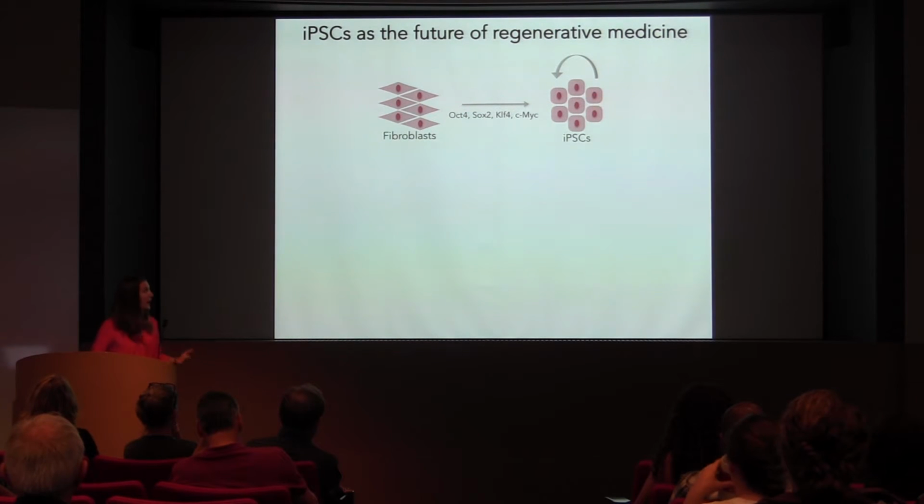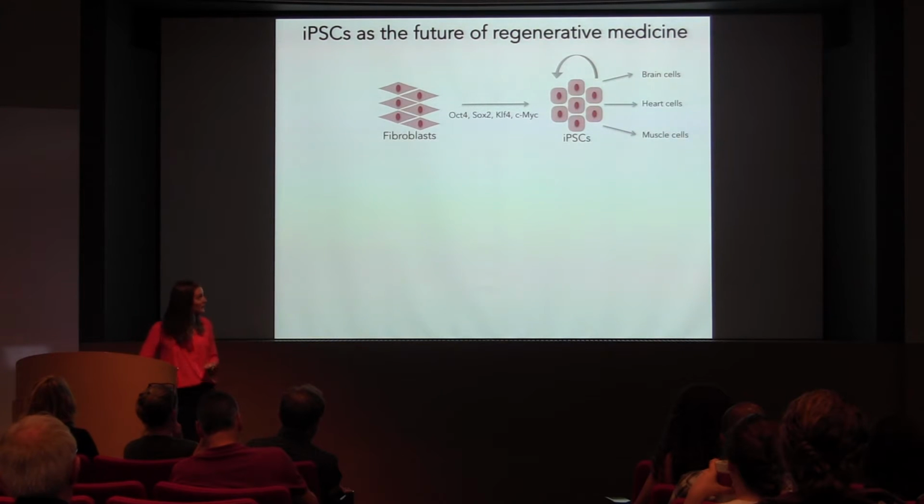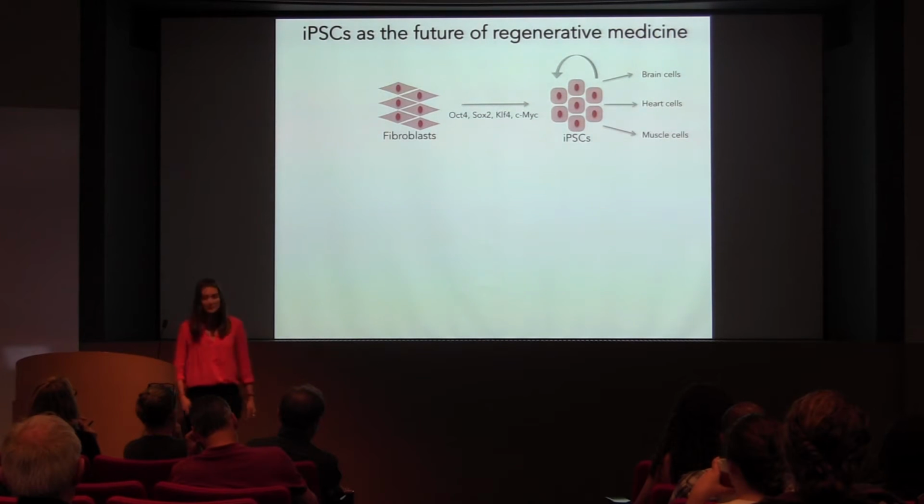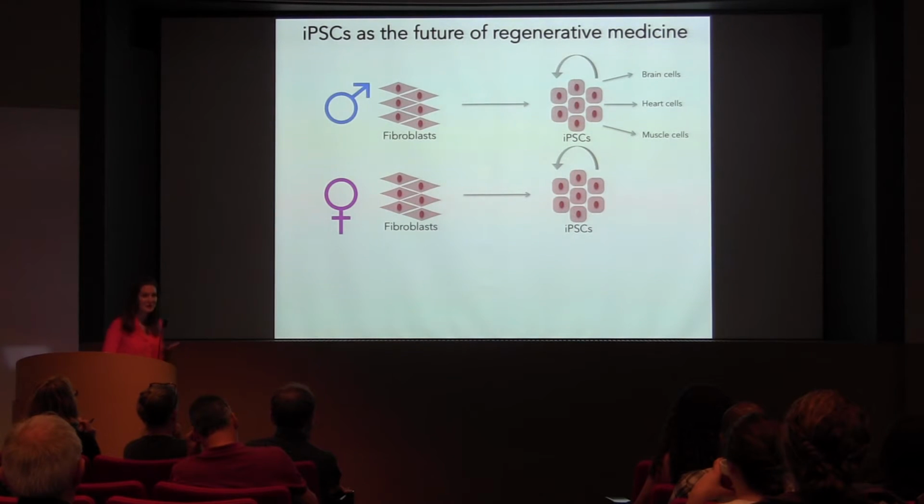And when you have as many as you need, you can then differentiate them into cells you might want. So maybe you're suffering from a neurodegenerative disease and you would like brain cells or neurons. Maybe you've just had a heart attack and you'd like to replace those cells with heart cells. And perhaps you have muscular dystrophy and you would like to make new muscle cells to replace those damaged and diseased cells. So as I'm sure you're all aware of, humans come in 2 types.